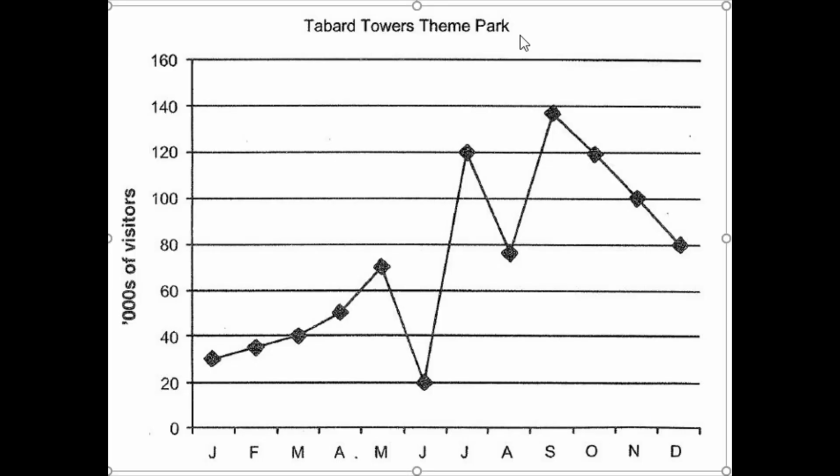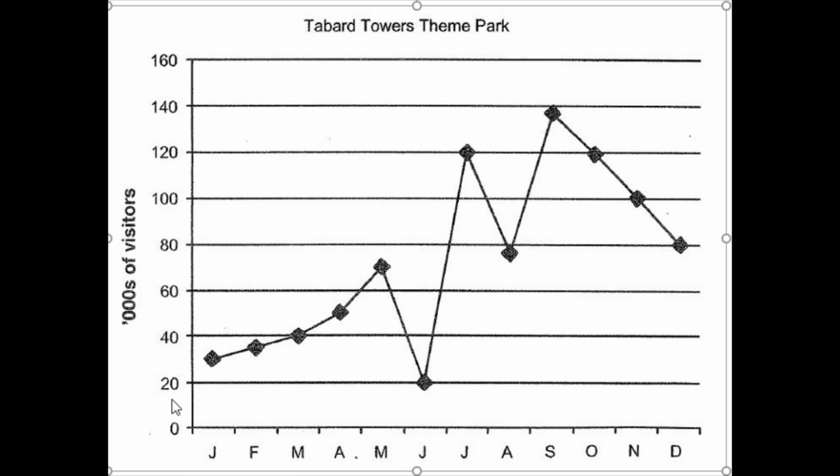Today I'm going to be looking at a line graph with a single data set. Okay, so here's our chart, Tabard Towers theme park. We have thousands of visitors per month. We don't know the year, it's not important, so we're just dealing with the months here.